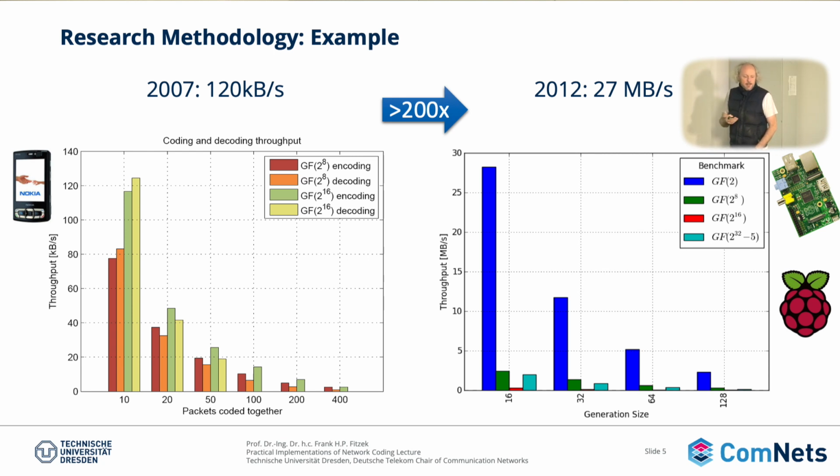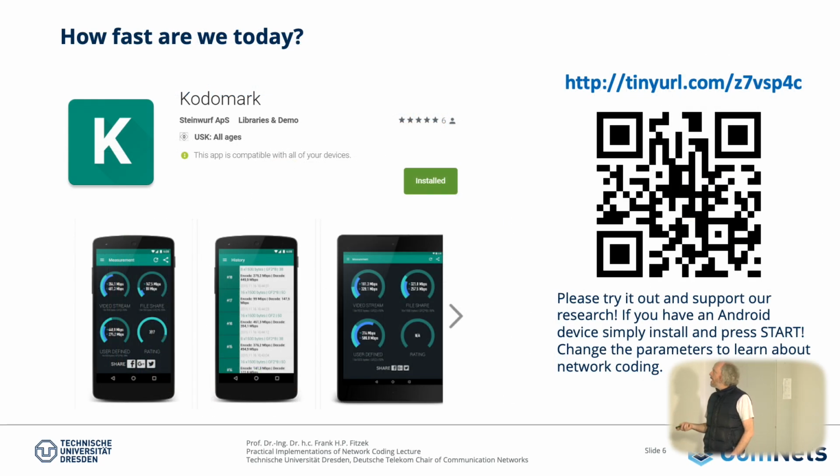If you want to understand where the coding speeds are nowadays, there is a tool called Kodo only for Android users. Here's the QR code. If you want to just download it and test it, you will see for different coding settings how fast we can do the coding today. And this was a big achievement for us to be that fast, and I'll tell you a little bit how this works.